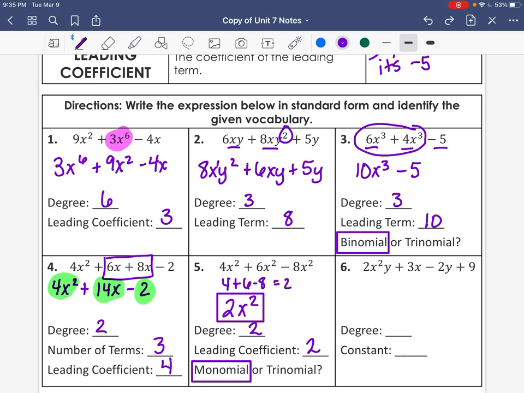So the degree of this one is 2, and the constant for this one, oh, we haven't had this question yet. The constant for this one is 9. It's the number without a variable.